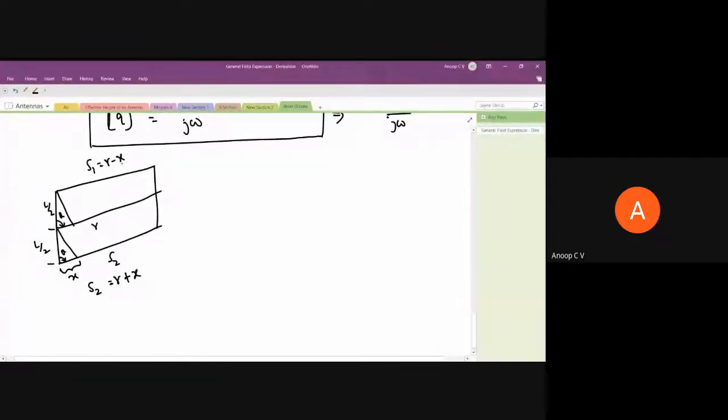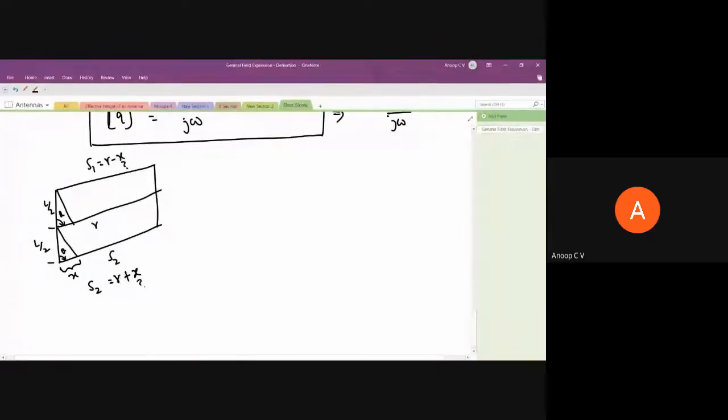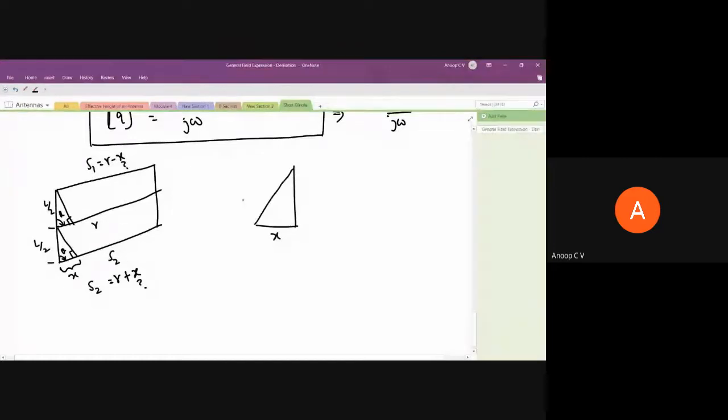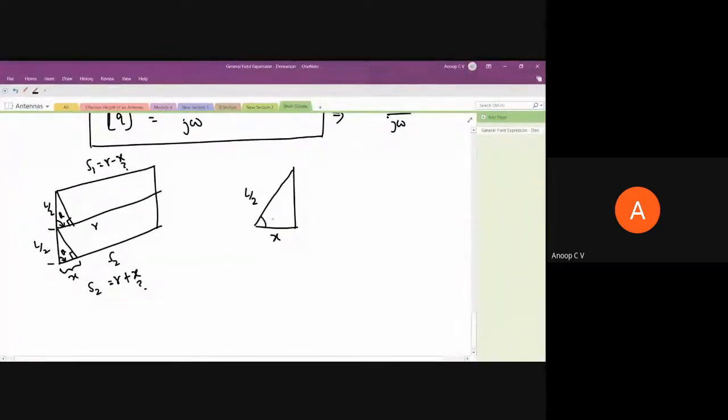So we need to find what is this X. That is what we have to find out. So if I redraw this right angle triangle, this is right angle. Both are identical triangles. If I redraw the right angle triangle, this is X, and this is L by 2, and this angle is theta. So what will be cos theta from this?